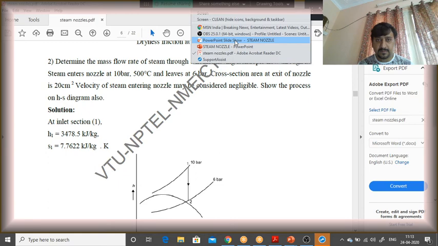They are saying that neglect inlet velocity. So if we neglect that inlet velocity, what it becomes, C2 is equal to 44.72 root of H1 minus H2. Okay, so please put this in kilojoules per kg only, because we have already converted that kilojoules outside, so that is what root of H1 minus H2.